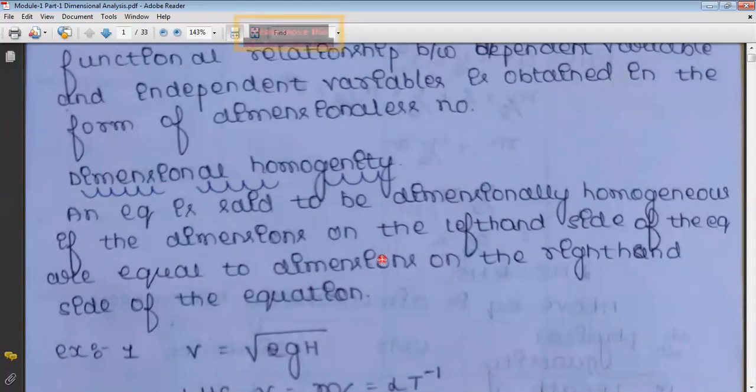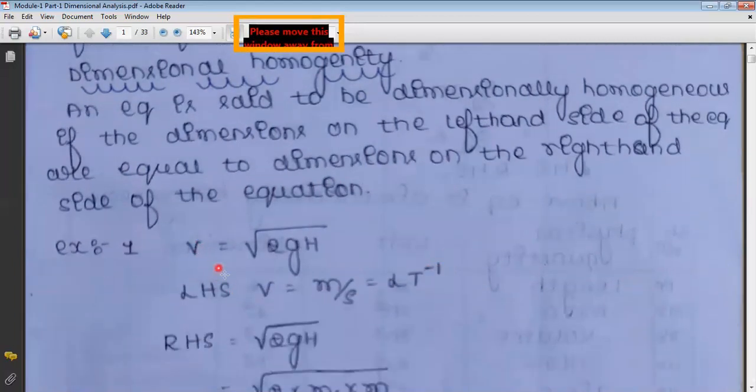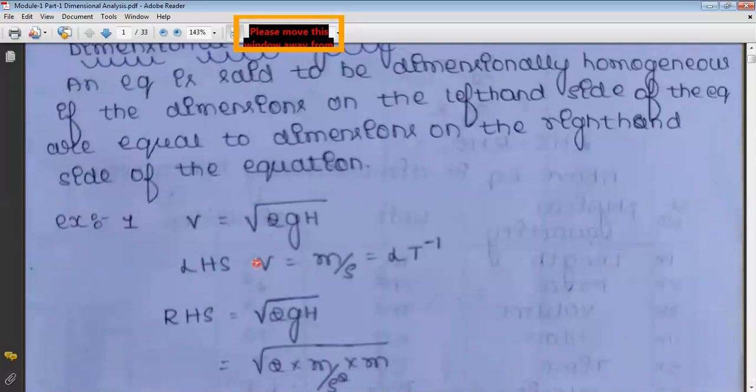An equation is said to be dimensionally homogeneous if the dimensions on the left hand side of the equation are equal to the dimensions on the right hand side. Say here, velocity is equal to root of 2gh. On the left hand side, the velocity unit is meter per second. Meter has the dimension L. The second stands for the unit of time, it is in the denominator, time t. If you take it to the numerator, it becomes t power minus 1. Therefore, L t power minus 1 is the dimension of velocity.